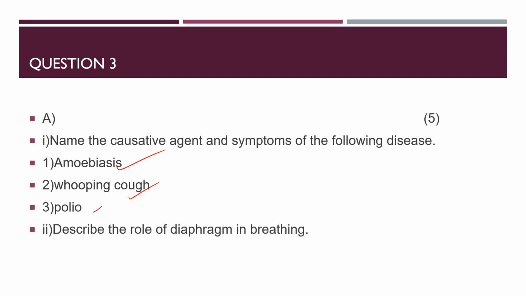So describe the role of diaphragm in breathing. You know that when the diaphragm contracts, it becomes flat and increases the volume of the thoracic cavity, helping in inspiration. When the diaphragm relaxes, it becomes dome shaped and the volume of the thoracic cavity decreases, and expiration takes place. So this is the role of diaphragm. Now let us move on to the next one.